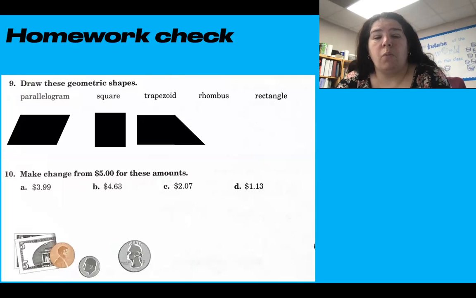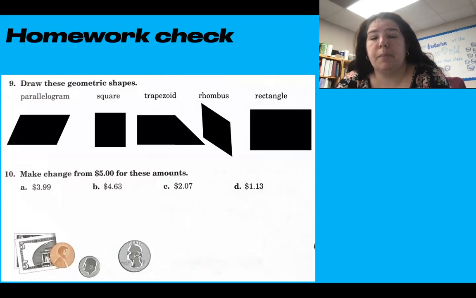Trapezoid, they have one set of parallel lines, one set. Rhombus, remember the rhombus does not have 90-degree angles, but all four sides are the same equal length. Rectangle has two sets of parallel lines, but only two lines are the same length and the other two lines are the same length.